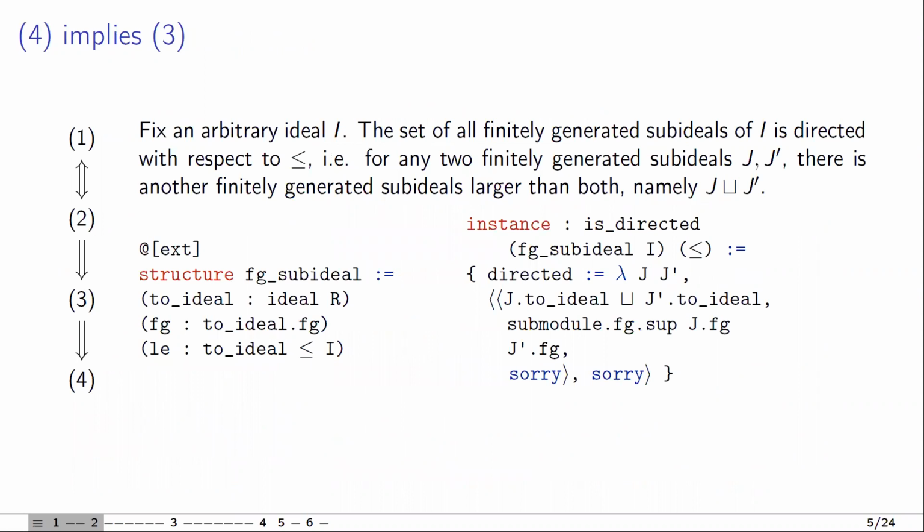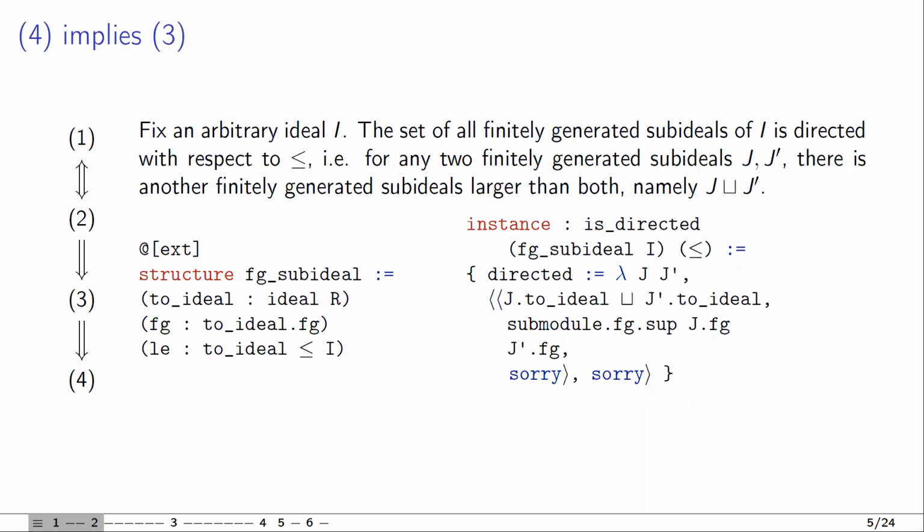So we will now first see how the fourth condition actually implies the third condition. If we have an arbitrary ideal I, then consider the set of all finitely generated sub-ideals of I, that means every finitely generated ideal J that is a subset of I. We can order this set with respect to inclusion. And this ordering is actually directed, meaning if we have two finitely generated sub-ideals J and J prime of I, then the supremum of J and J prime is another finitely generated sub-ideal of I.